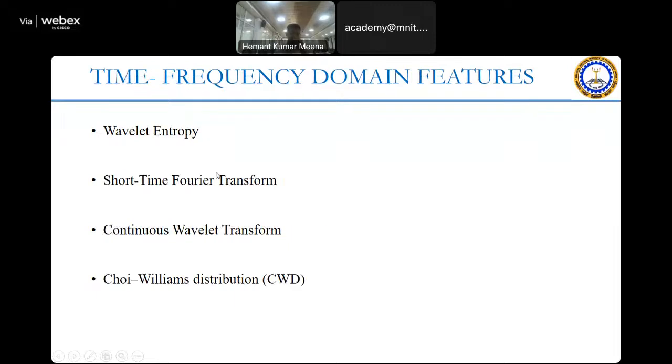Time-frequency, as we discussed, it is basically wavelet. It is short time Fourier transform. It is continuous wavelet transform. Choi-Williams distribution. If you saw yesterday in Pachori sir's lecture, another feature he was using is EMD, empirical mode decomposition, and IMD, intrinsic mode decomposition. Again, they are basically modifications of these features.